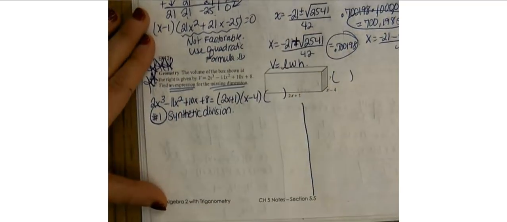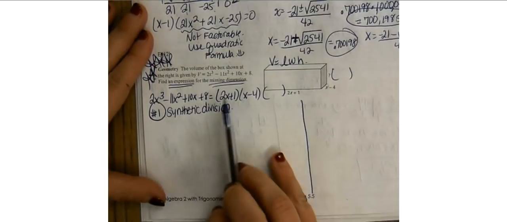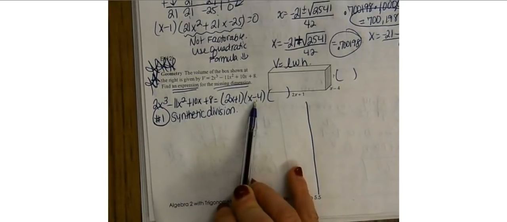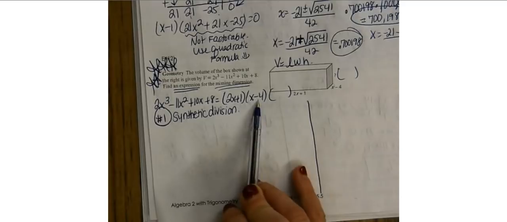So the synthetic division approach says pick one, just pick one of your two parentheses, whichever one looks the easiest to work with. Personally, I think that x minus 4 is the easiest to work with. And so identify the x-intercept. The x-intercept that would be produced by x minus 4 is 4. So that's what's going to go inside of the little box.